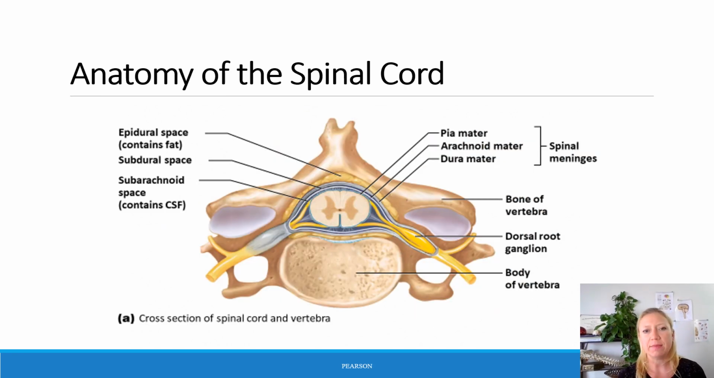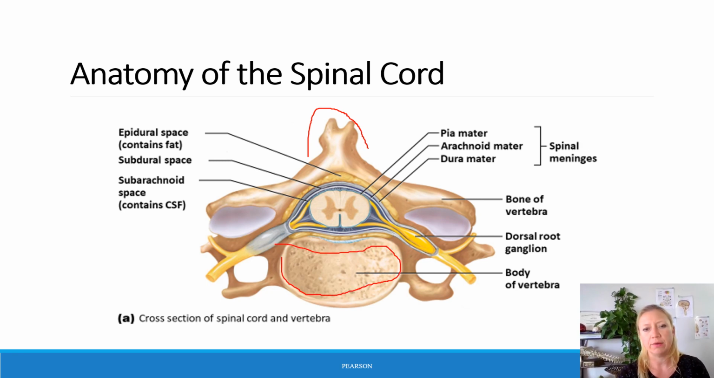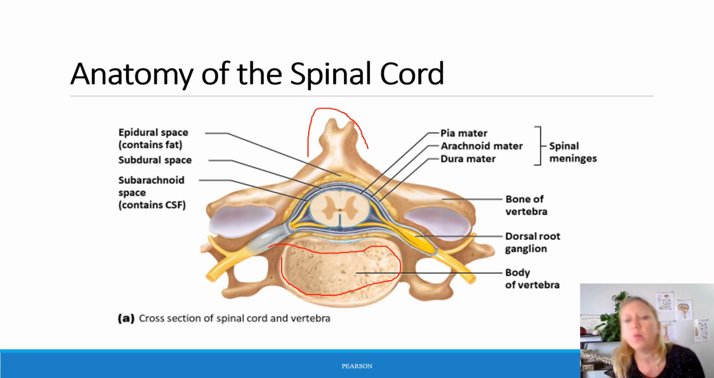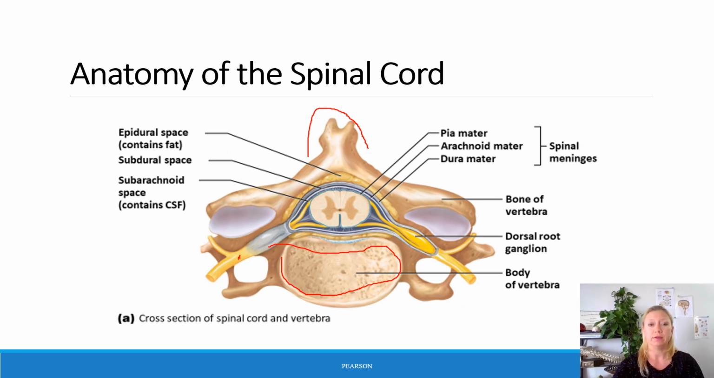Let's look at the anatomy of the spinal cord now. So looking here, let's just orient ourselves. Spinous process, so this is posterior. We can see the vertebral body here, so there would be a disc above and below this, and then the vertebra would be stacked. And then anybody want to take a guess at what level we're at here? Are we at cervical, thoracic, lumbar, sacrum? Good. It is cervical. Why?